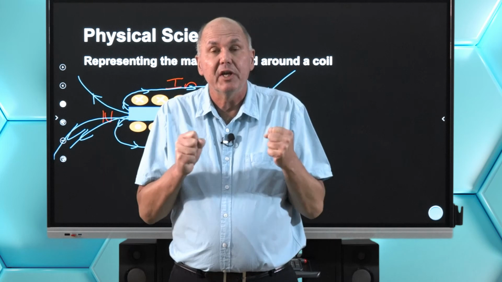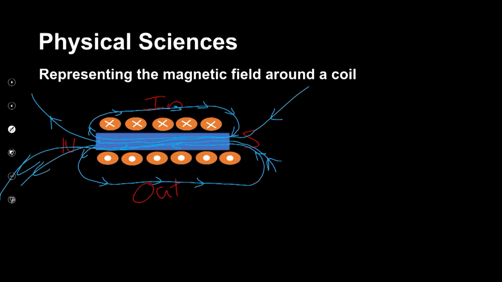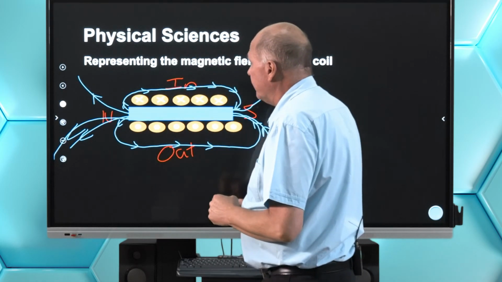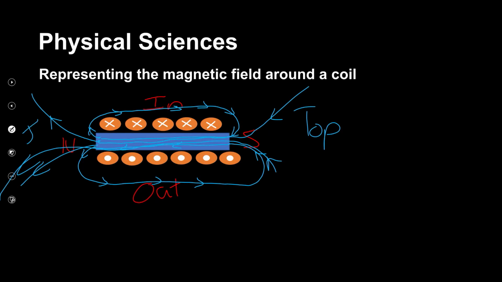So practice drawing your field line patterns, particularly around a coil. Get used to looking at them from a different view. In this case, we're looking at a top view. Now, how else do you think we could look? Is there another orientation to look at a coil? Well, yes, there is. Let's imagine for a minute that we put our eye at this point over here.